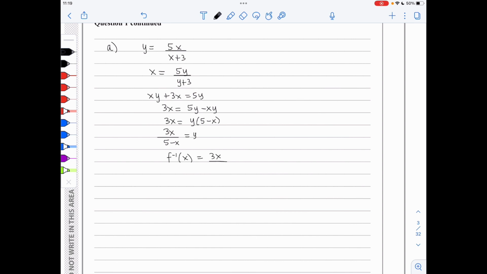However, we are not done. We need to state the domain of f inverse, and to do that we need to actually go back to f of x, and I will sketch, and based on that I will derive the domain of f inverse using the fact that the domain of f inverse is the range of f.